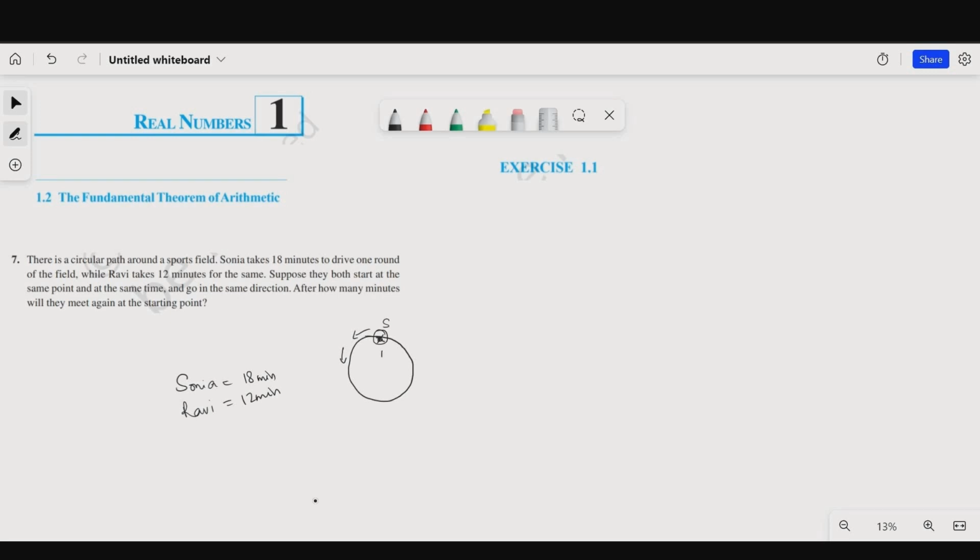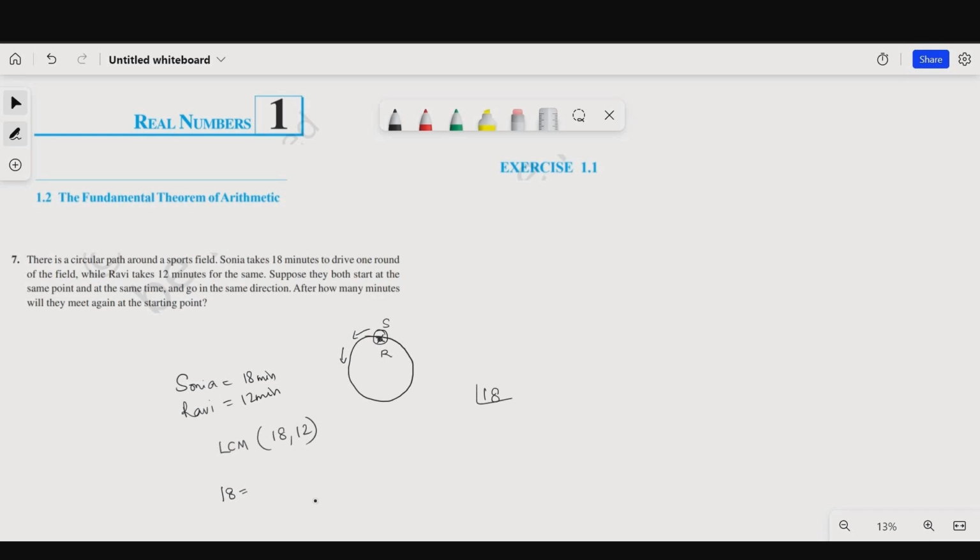So we have to get the lowest time taken by Sonia and Ravi to complete the circular path and meet at the same starting point. So here we have to take the lowest or the least amount of time that is taken. So let's take the LCM of 18 and 12. To get the LCM of 18 and 12, let's do the prime factorization method.